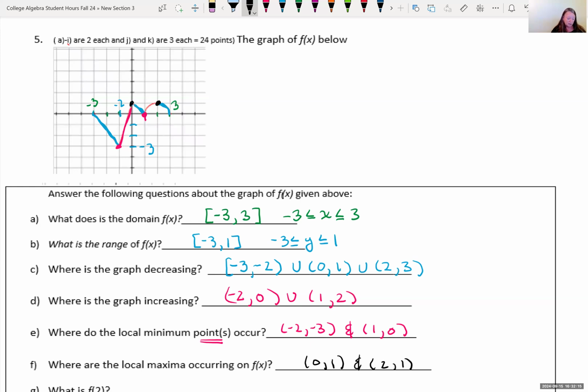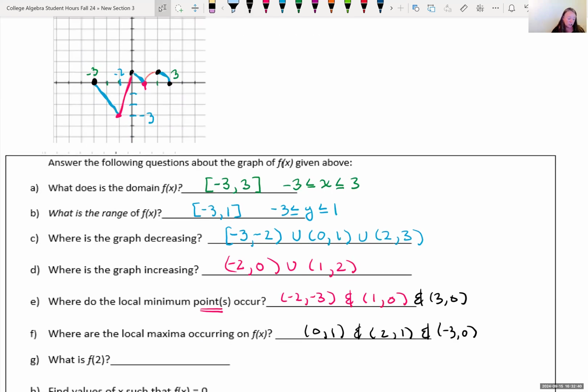I forgot to look at the endpoints. Notice my endpoint here at negative 3, 0 is also a maximum. So I'm going to say also negative 3, 0 is a local max. Over here, my endpoint on the right-hand side of the graph is 3, 0. That is a minimum value, so I'm going to add it there, 3, 0.